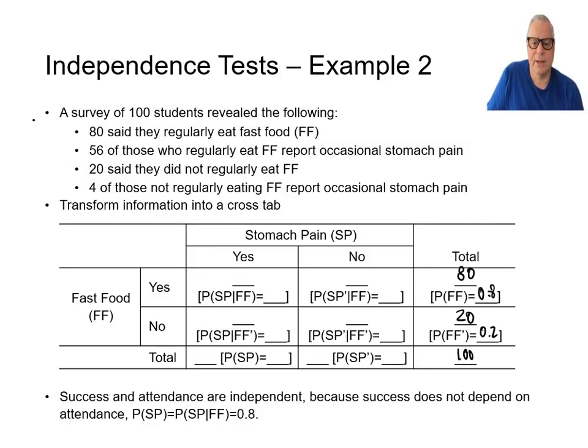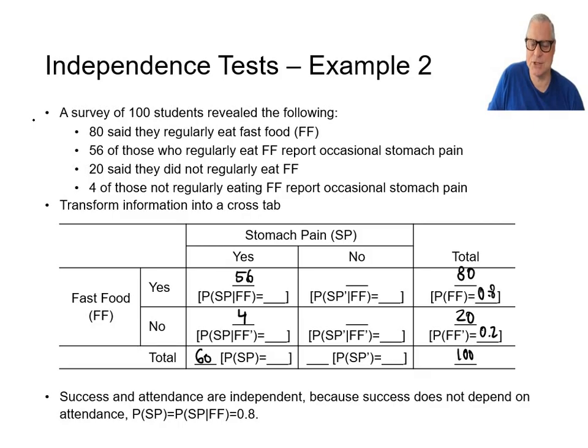So next is how many people report stomach pain. Well, 56 out of those who regularly eat fast food report stomach pain. Okay, so fast food eater, yes, stomach pain, 56. And 4 of those who do not regularly eat fast food, no, also report stomach pain. So that's a 4. So that means here we have 60. And that implies that 40 must not have reported stomach pain.